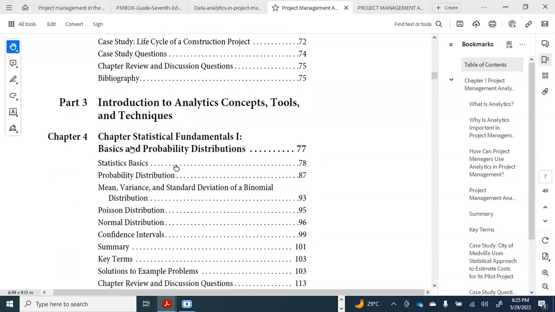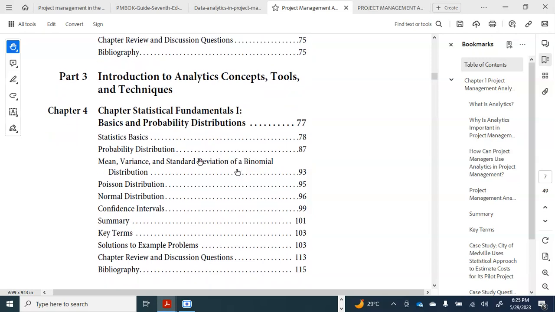Chapter 4 talks about statistics fundamentals and basic probability distributions. Data management is all about managing your data in such a way that you can make decisions. Data is just for decision making, right? So on that note, it talks about statistics basics. This will take us back to our university days. Most of those things they taught us are very important, especially when you practice project management. You just have to start recalling.